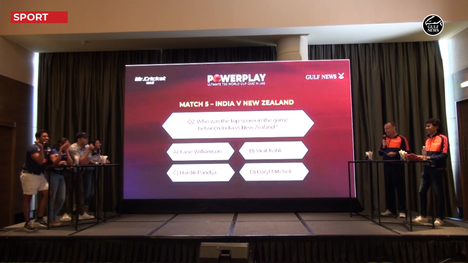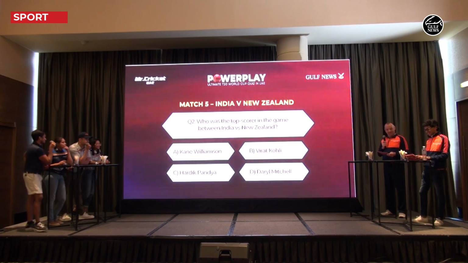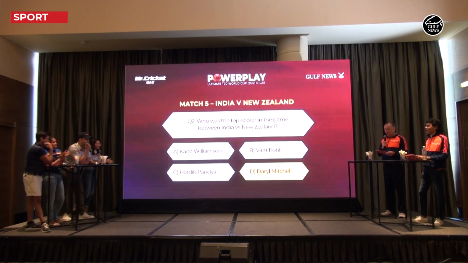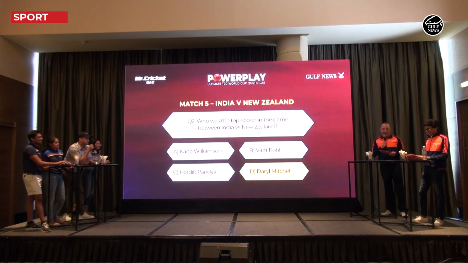On the clock. Yeah, it's D. Daryl Mitchell. That is the correct answer. Oh, that's close, and you were so confident with your answer there. How many did he score? He scored, I think, 49 runs. Perfect. These guys know their stuff. Almost a half century, yeah.